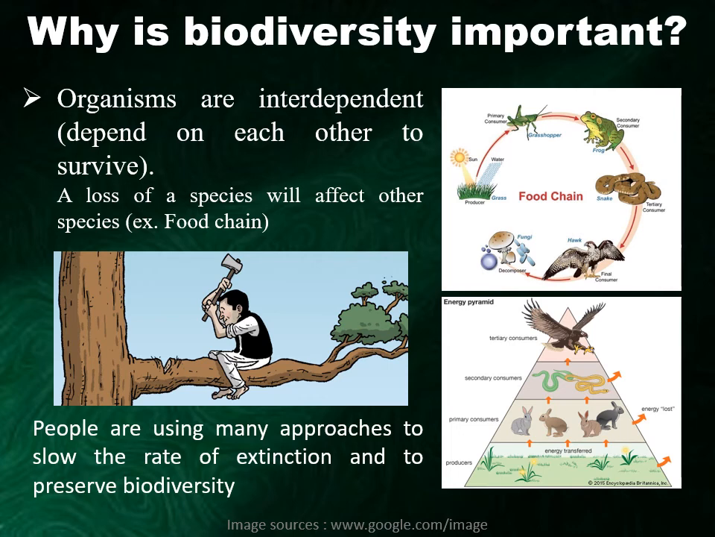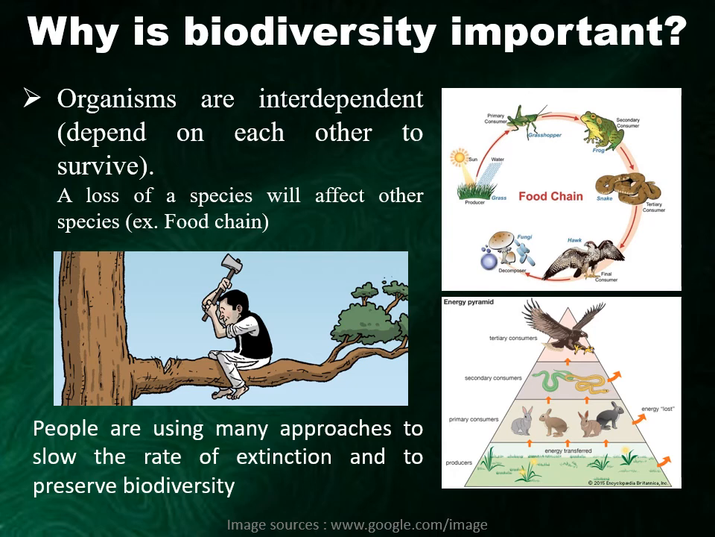Organisms are interdependent. A loss of species will affect other species also, because we know that in nature all organisms are connected through a chain, that is the food chain or food pyramid. That means energy is supplied from the lower level organisms, from the producers to the first order consumer to second order to tertiary consumers. So all the organisms in nature are connected through a chain.